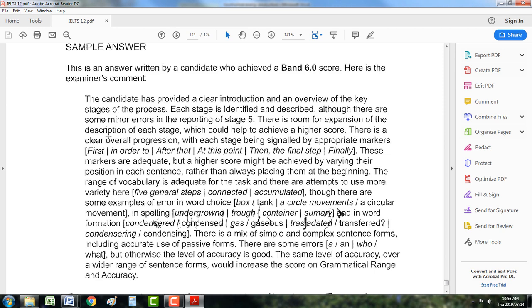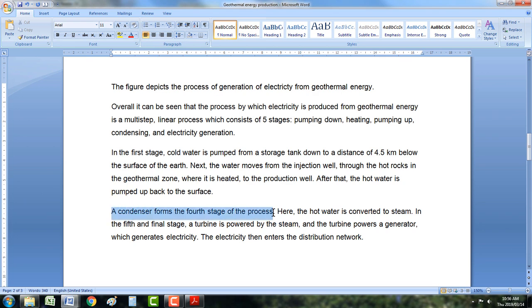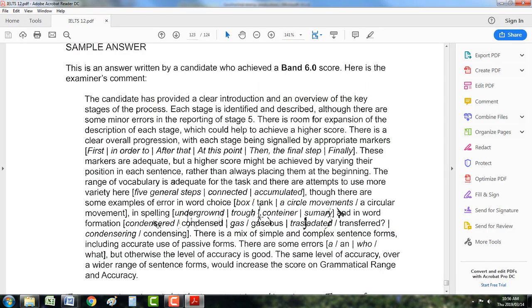There is a clear overall progression, and each stage being signaled by appropriate markers. So there's the linking language. These markers are adequate, but a higher score might be achieved by varying their position in each sentence rather than always placing them at the beginning. So that's what we did over here. We put it at the end of the process. Just once is enough.